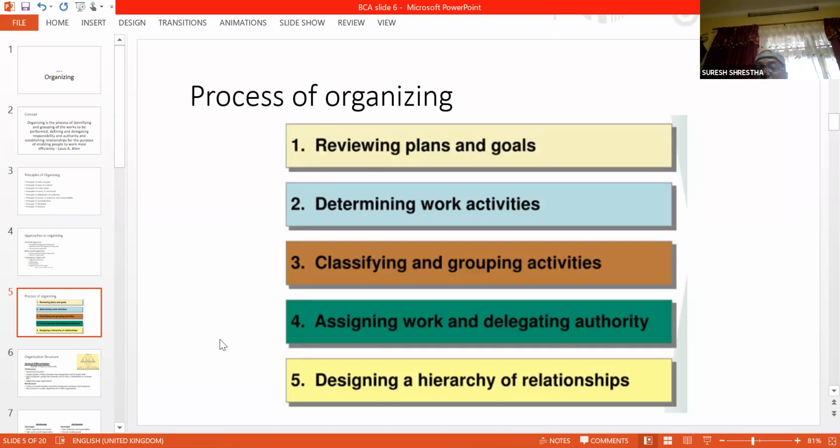Then after that, then you decide the relationship. कसले कसलाई रिपोर्ट गर्ने, कसले कसलाई कमान्ड गर्ने भन्ने रिलेशनशिप पनि त्यहाँ डिफाइन गरिदियो भने then that is organizing that you did. भयो?